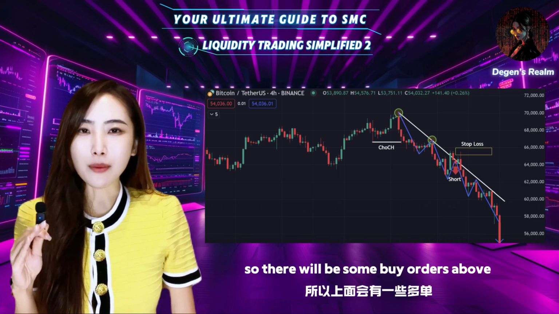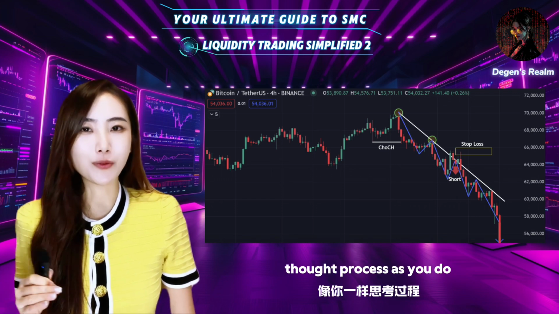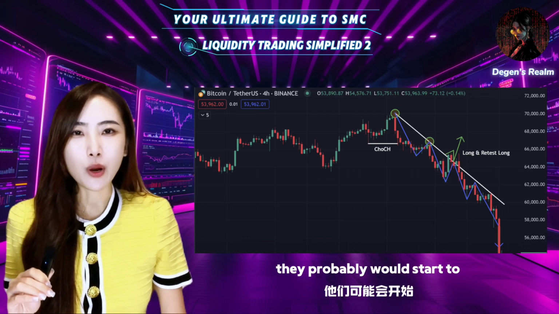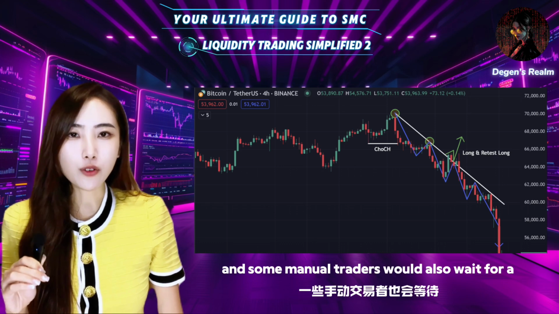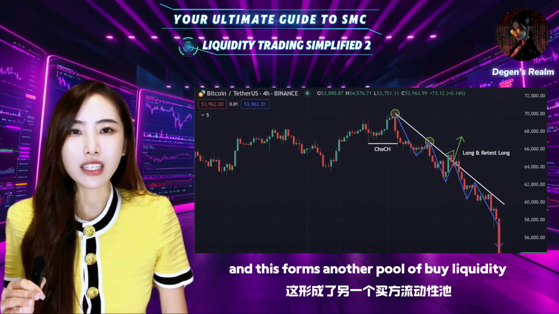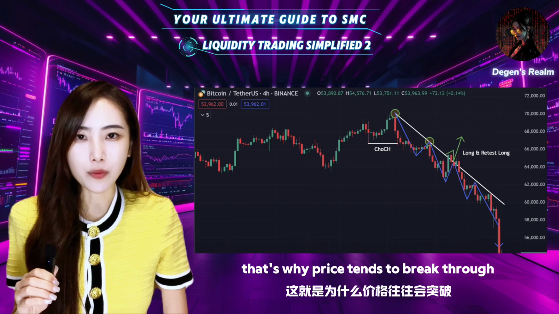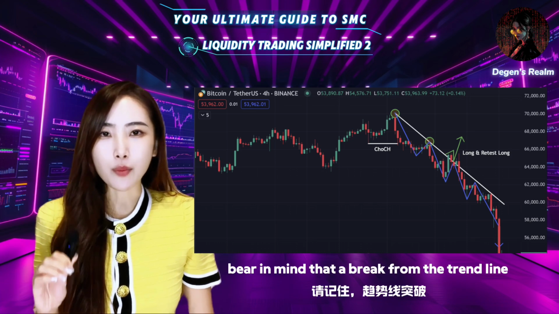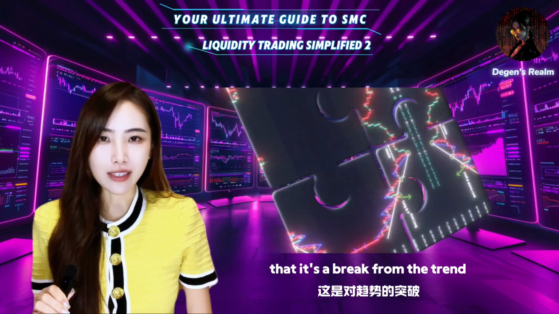So there will be some buy orders above because a lot of traders are going through a similar thought process as you do. And for some risky traders, if they're bullish, they probably would start to enter where there is a break of trend line already. And some manual traders would also wait for a break of trend line, then a retest to long. And this forms another pool of buy liquidity. That's why price tends to break through. But be very careful in trading the trend line. Bear in mind that a break from the trend line doesn't necessarily mean that it's a break from the trend.